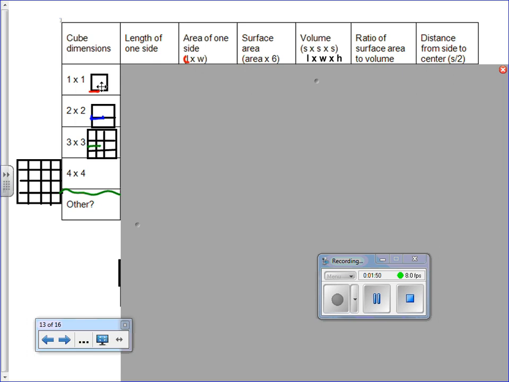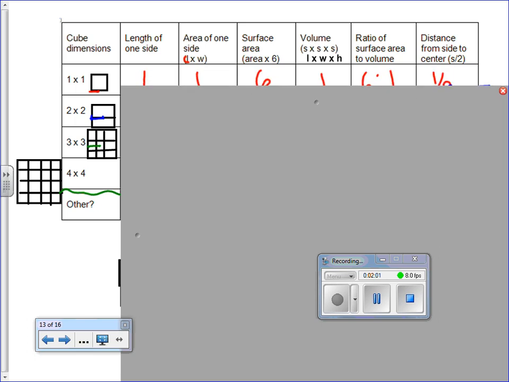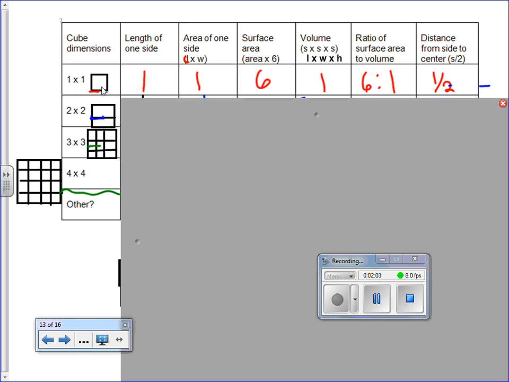1 times 1 times 1 times 1. Now, if your math is already going, wait a minute, if you unfold that cube, you could see that there are 6 squares, right? The surface area is 6 if you unfolded it: 1, 2, 3, 4, 5, 6.